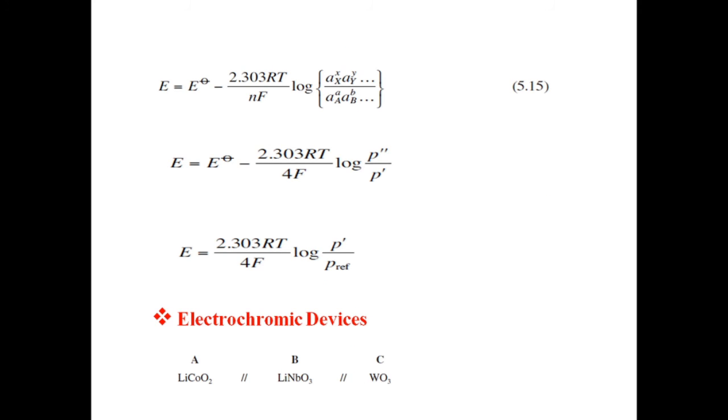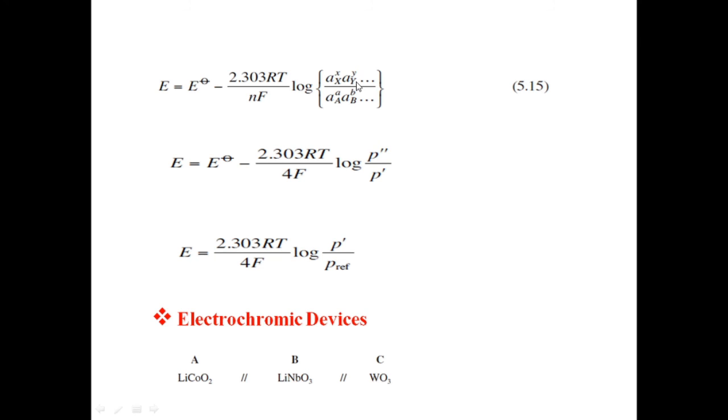Then E is equal to E0 minus 2.303 RT upon nF log of a_X raised to x into a_Y raised to y, upon a_A raised to a into a_B raised to b, where the quantities a_X, a_Y are the activities of the reactants and products.